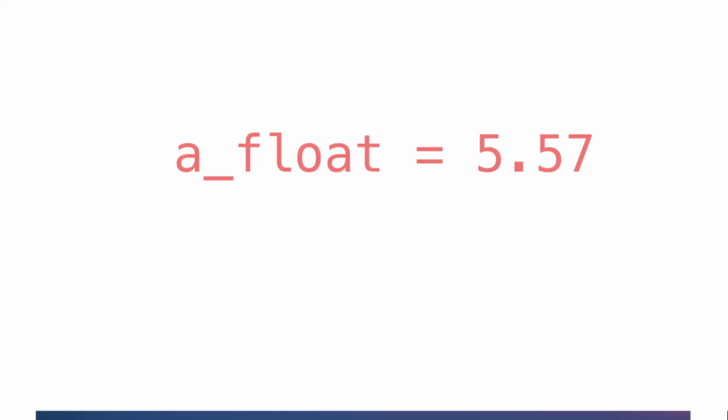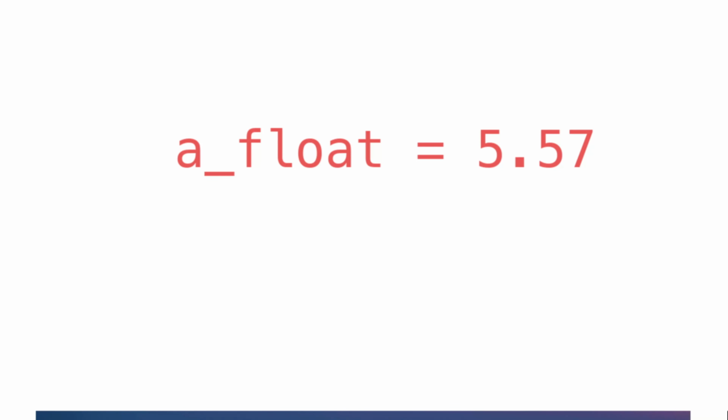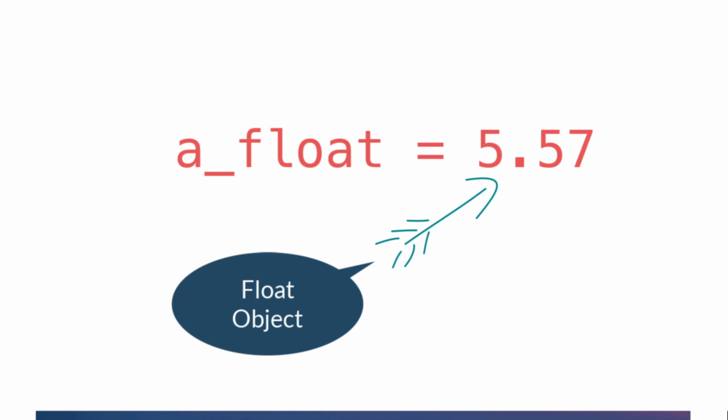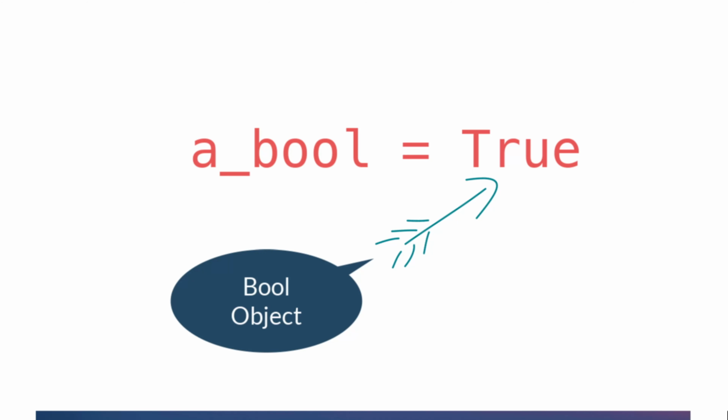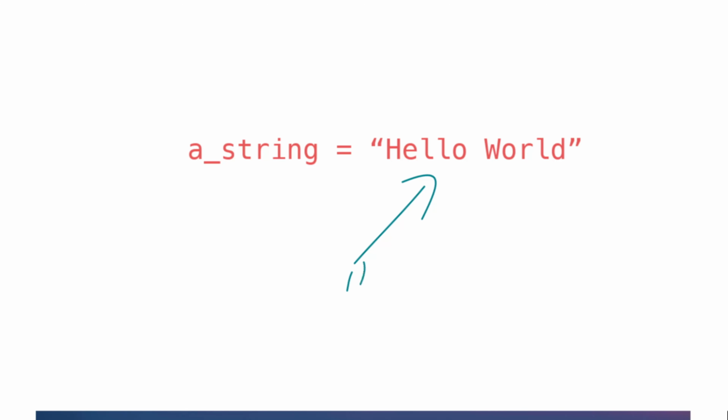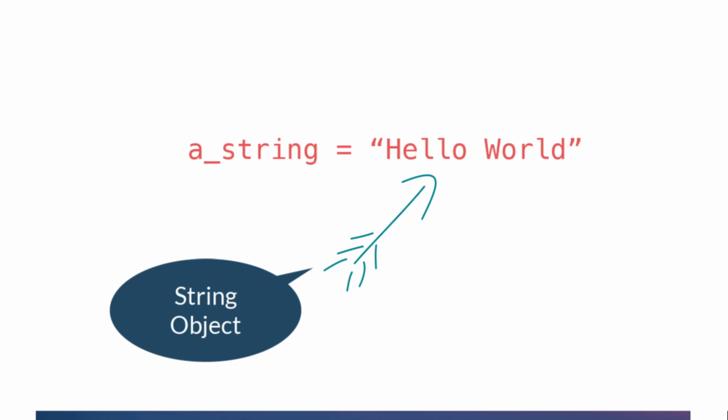When we assign a float 5.57 to a variable called a float, we have created a float object with a value of 5.57. When we assign a boolean true to a value called a bool, we have created a bool object with a value of true. And likewise, when we assign a string hello world to a variable called a string, we have created a string object with a value of hello world. We'll learn more about object and function later on.